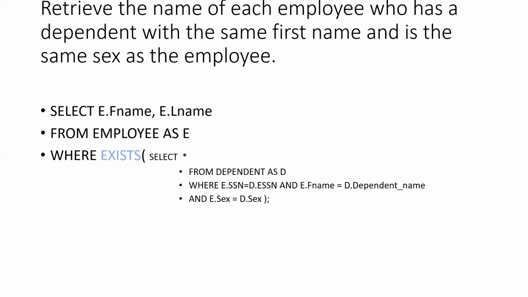That means: select E.first name, E.last name from employee as E where EXISTS (select * from dependent as D where E.SSN equals D.ESSN and E.first name equals D.dependent name and E.sex equals D.sex).